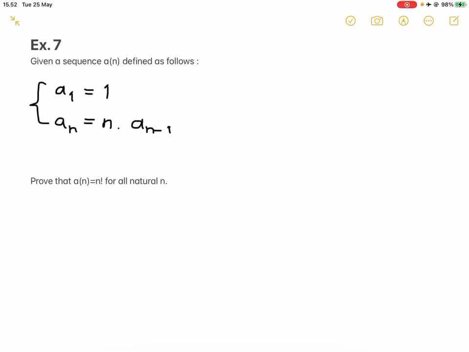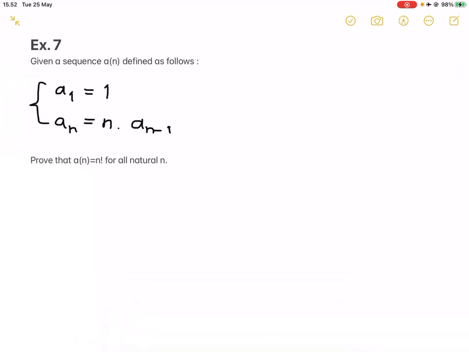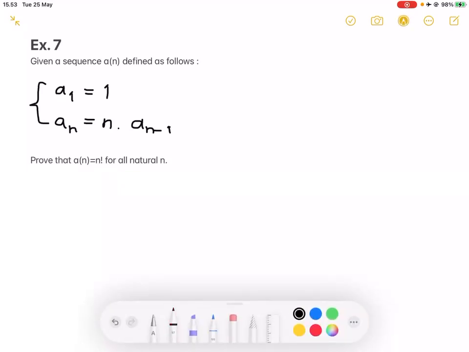Right, so here is example 7. Given a sequence A of n defined as follows. So here we have a recursive definition: a1 is equal to 1 and an is equal to n times a(n minus 1). Then we need to prove that a of n is actually equal to the factorial function evaluated at n for all natural numbers n. Alright, so typically here I'm going to use induction.